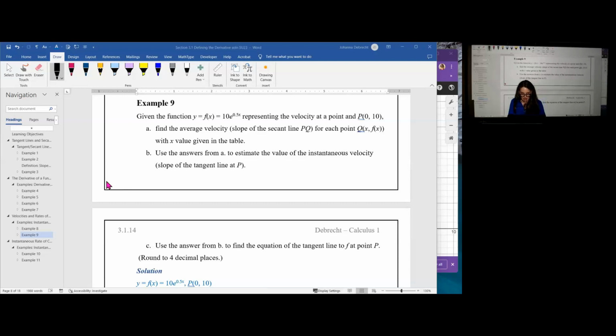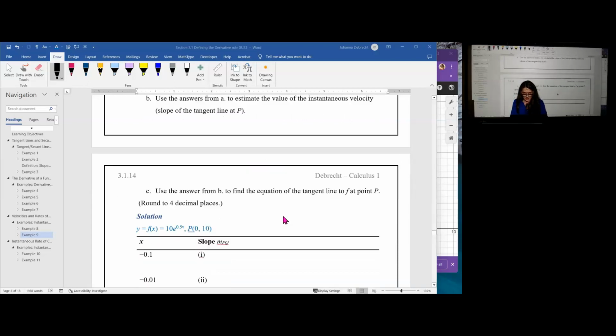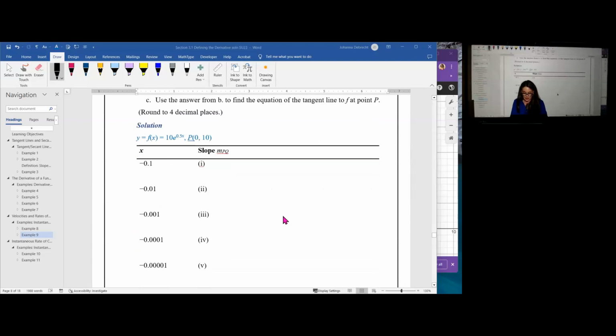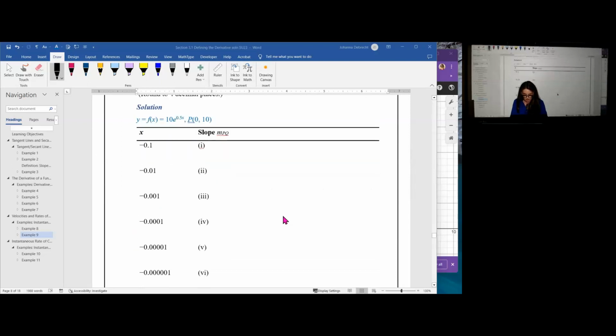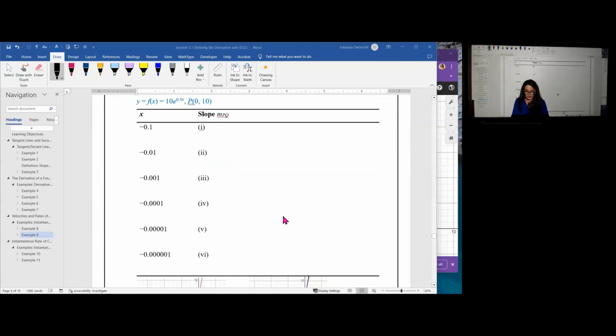We want to find the average velocity, slope of the secant line, for each point in the table given below. Then we'll estimate the instantaneous velocity from that and write the equation of the tangent line. Here is the particular table you're to fill out. Go ahead and fill out the table now, then turn the video back on and we'll continue the problem.